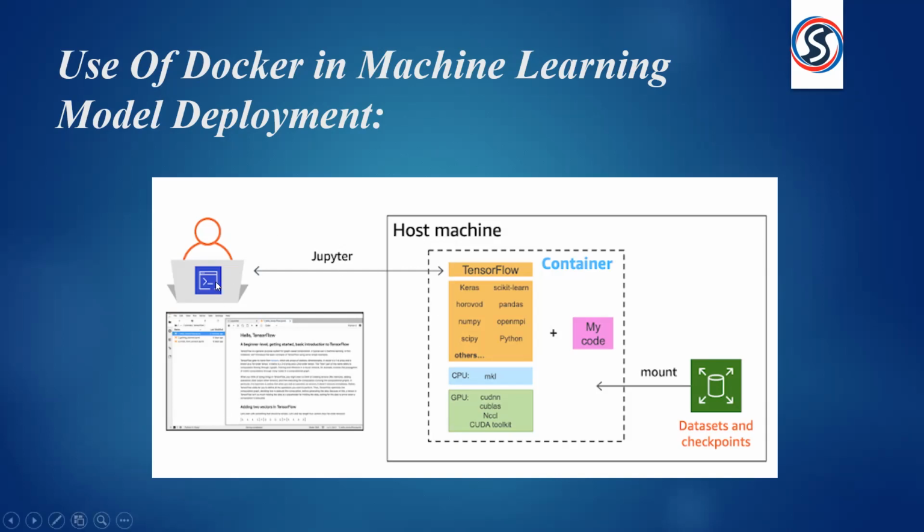This is my Jupyter notebook, and this is my host machine. Focus on this now. Here we have TensorFlow, it is the container. Then we have Keras, scikit-learn, Horovod, Pandas, the NumPy library, OpenMPI, SciPy, Python, and others. These are all the dependencies, all the other libraries that I want to install.